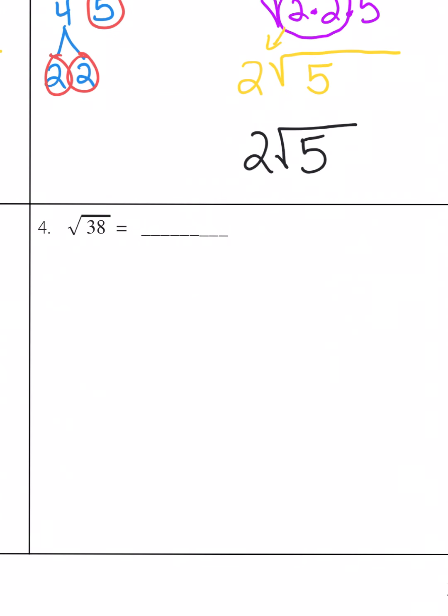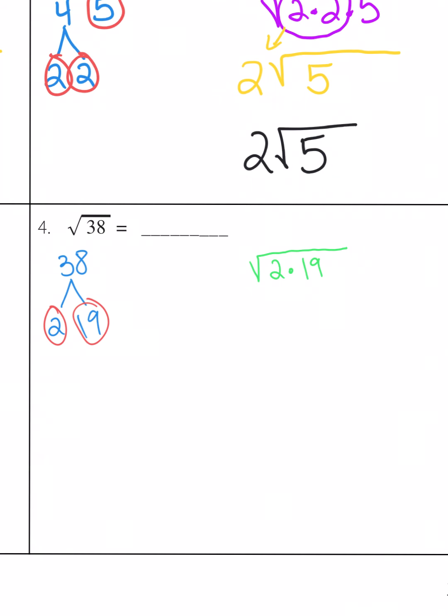Okay, this one's a little tricky, so I'm going to do it. First, again, we make our factor tree. So we have 38, break it down into 2 times 19. These are both prime numbers, so I'm going to circle them. Next, I take my prime numbers and I put them under a new square root symbol. So I have 2 times 19.